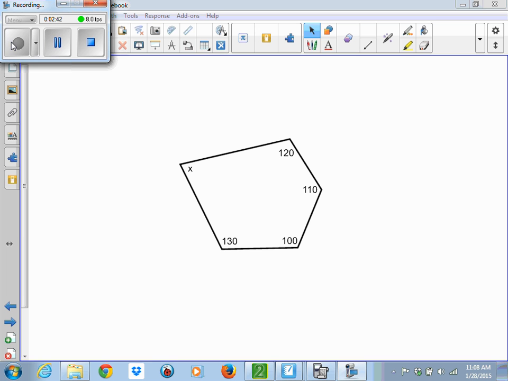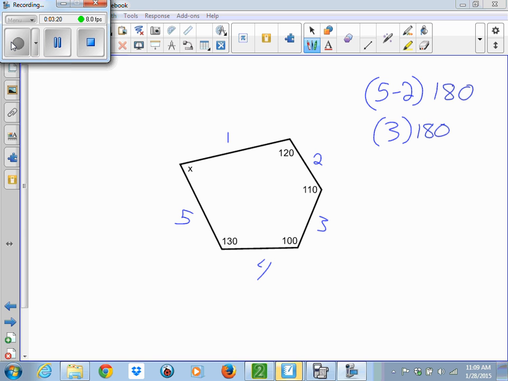So for this problem, the first thing you need to do is find out what the whole sum of all the interior angles is. We can count our sides. We have 1, 2, 3, 4, 5 sides. That means it's a pentagon, although it's not a regular pentagon, where all the sides are the same and all the angles are the same. It's just a pentagon. So we know there are 5 sides, minus 2, times 180. 5 minus 2 is 3. That means there are going to be 3 triangles in there if I draw my diagonal. So 3 times 180 is 540.